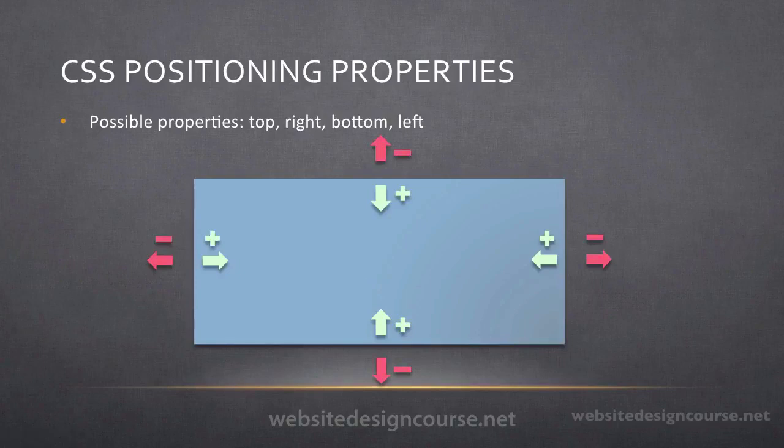If we use negative values, it's just the opposite. So if I was to say top -20, it's actually going to move up, whereas top +20 would push down. And again, left -20 would actually move it this direction to the left. Left +20 would move it this direction or to the right. So you need to remember the positive and negative values of each of these properties.